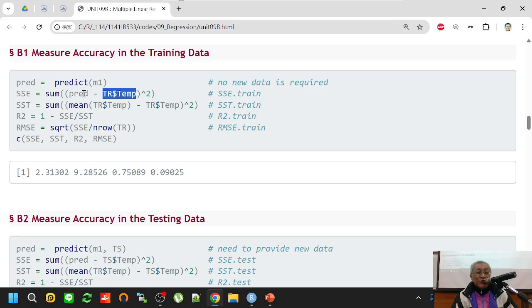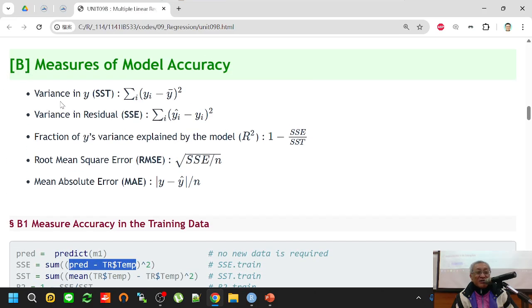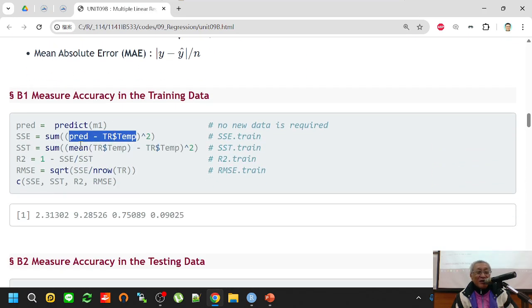So we take the difference between the predicted value and the actual value, square it, and sum it. This is the sum of squared error, right? This is the error, and we square it and sum it. It's the sum of squares. Actually, it's exactly this SSE.